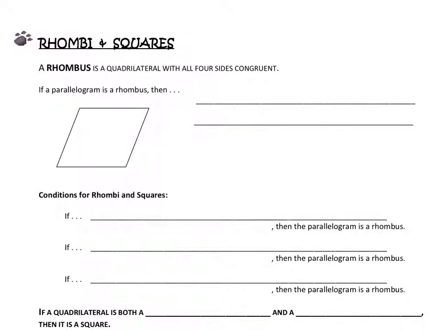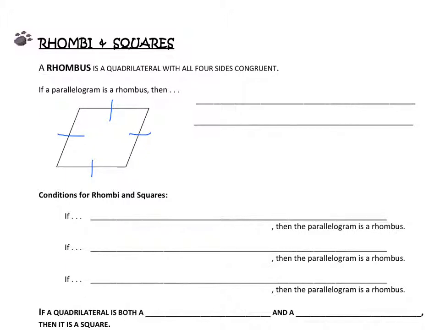Okay, today we're looking at a rhombus and a square. First thing we'll look at is the rhombus. It's a quadrilateral with all four sides congruent. So if we have a picture of a rhombus here, they're all congruent.